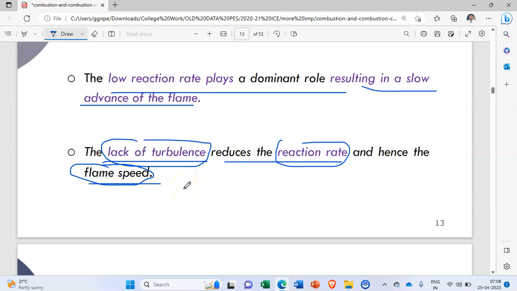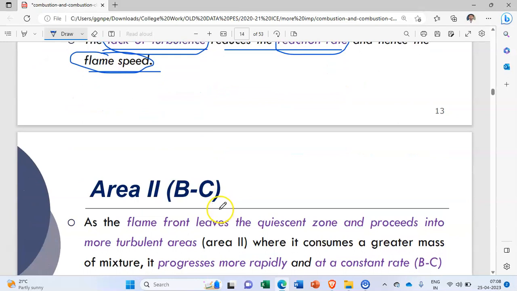So what is our target? We have to reduce the ignition lag as much as possible. Remember this.